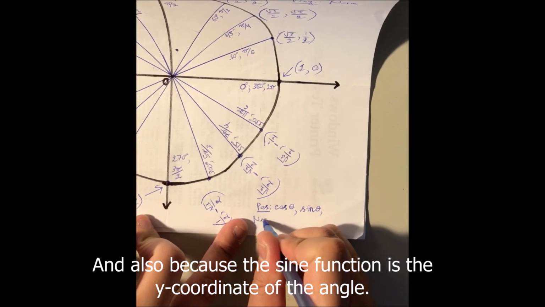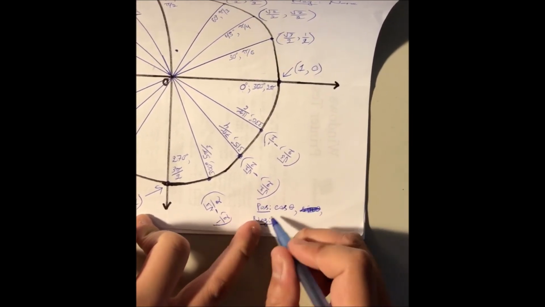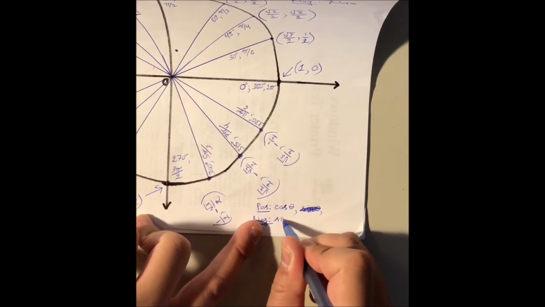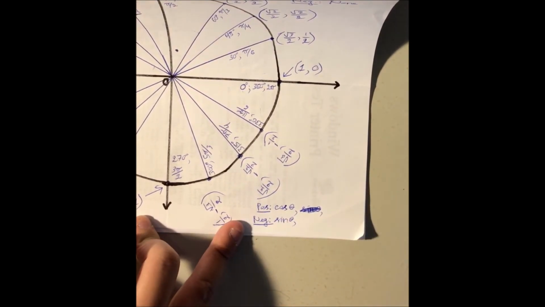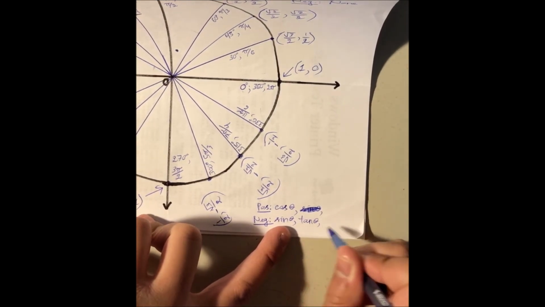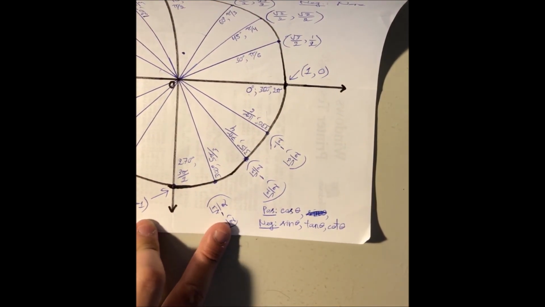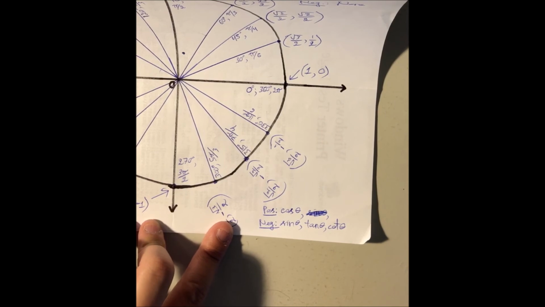What about tangent? We know tangent is going to be negative because tangent is sine over cosine. Since sine is negative, cosine is positive, we have negative over positive, which is negative. And same thing for cotangent. Cotangent is cosine over sine. Since cosine is positive and sine is negative, we have positive over negative, which will give us negative. So cotangent is negative.